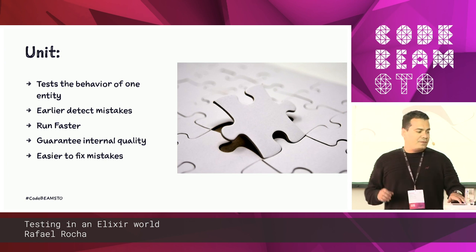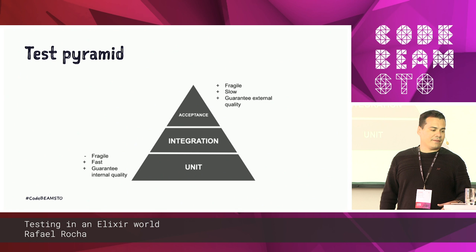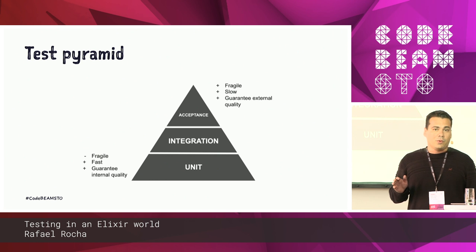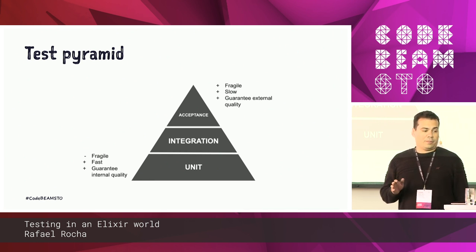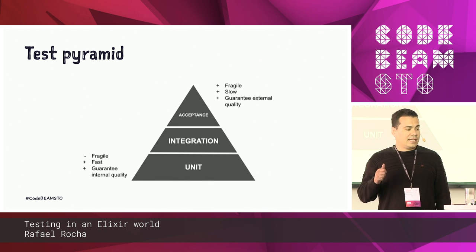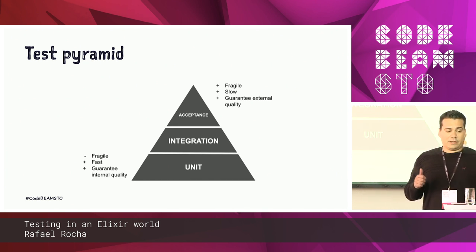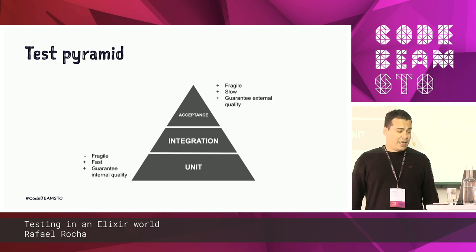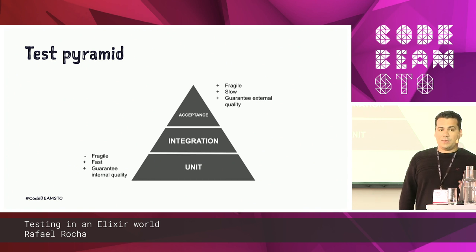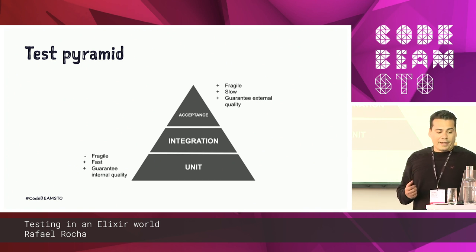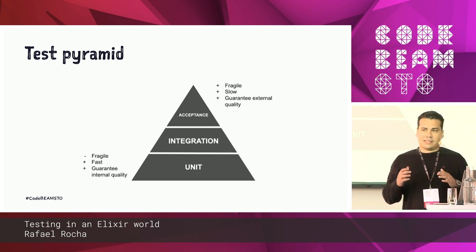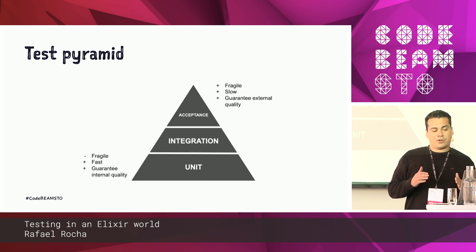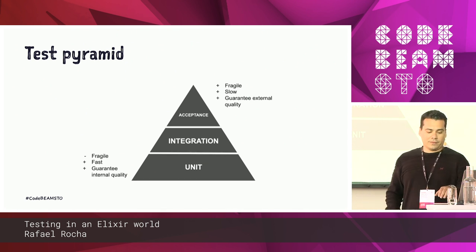So with those three types of tests, we have this test pyramid. This picture is really important because if you have it in mind, it will help a lot while developing. At the top of the pyramid, the tests are more fragile, slow, and guarantee external quality, but at the bottom they are less fragile, faster, and guarantee internal quality. So try to keep this picture in mind while developing and while writing your tests. You're going to see that many parts of your application need to be tested, and if you keep this picture in your mind, it will help you a lot.